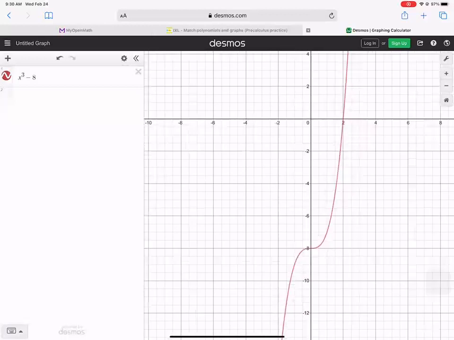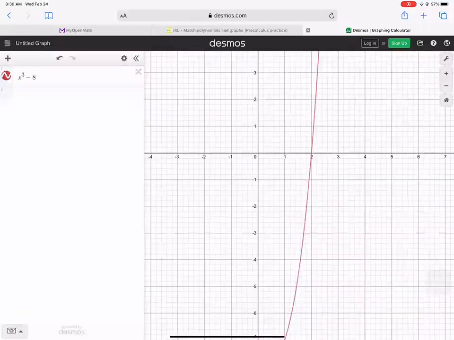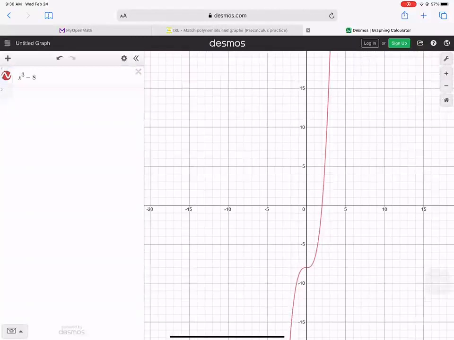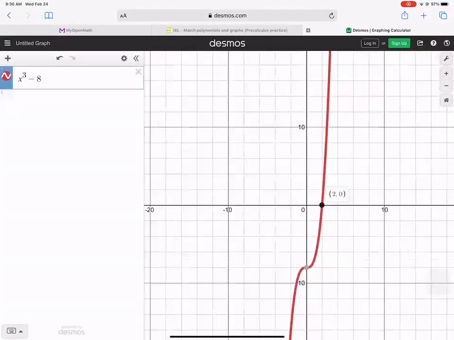So if you look at x cubed minus 8, we do have a root. We have a root at 2, right? We said we had a root at 2. But we don't have any other roots in this whole graph. There are no other zeros. Let me make this in projector mode. There are no other zeros. So what happened? Well, the other roots are imaginary. So we only have one answer here.